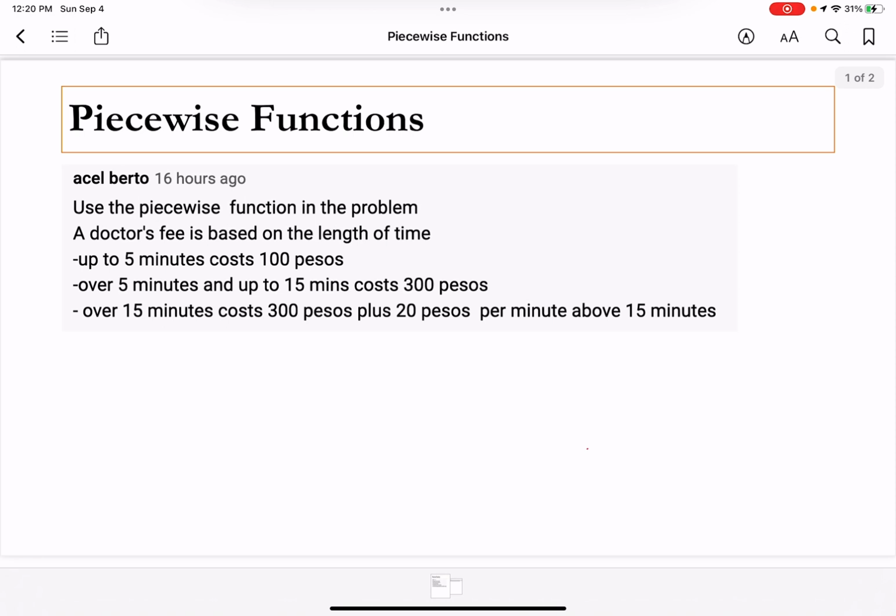A doctor's fee is based on the length of time. Up to 5 minutes cost 100 pesos. Over 5 minutes and up to 15 minutes cost 300 pesos. And over 15 minutes cost 300 pesos plus 20 pesos per minute above 15 minutes. So let's try to analyze this kind of problem.